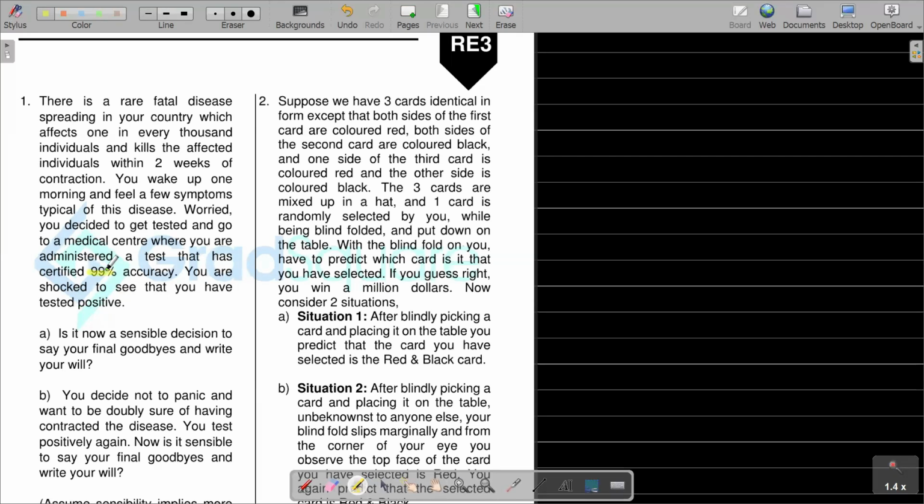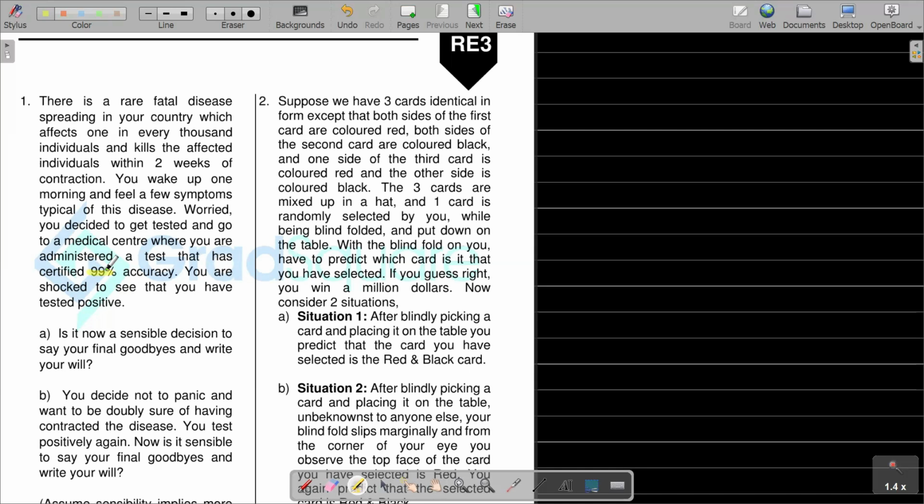Okay. So the disease is a rare disease. It only affects 1 among 1,000 people. And the test has got 99% accuracy. And you take the test and you see that it is positive, which means that you have tested positive for the disease. According to the test, you have that disease. Now, statement A says, is it now a sensible decision to say your final goodbyes and write your will? So tell me, is that a sensible decision?